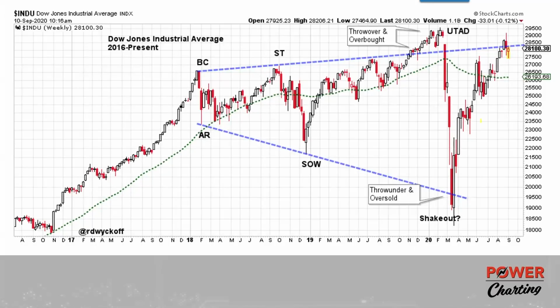Let's do the highlighter here, and I want to show you what has happened in this area right here, where we have a structure defined by the buying climax, secondary test, and throw over at the upthrust. I'm calling it an upthrust after distribution. I am also going to show you a bullish case here if I have time, which is that we have now rallied above this trend line and are now back below it.